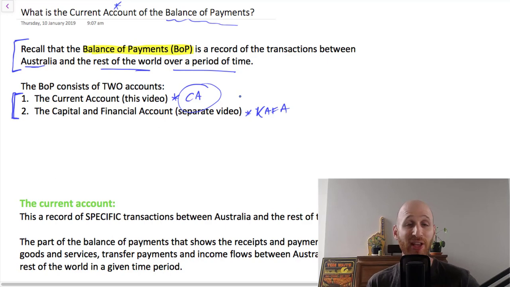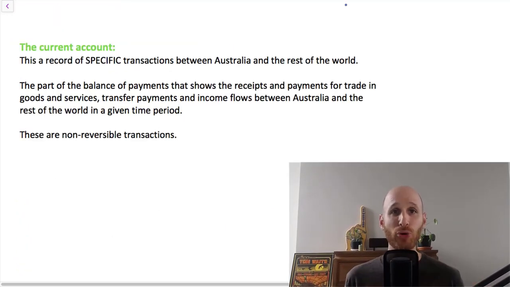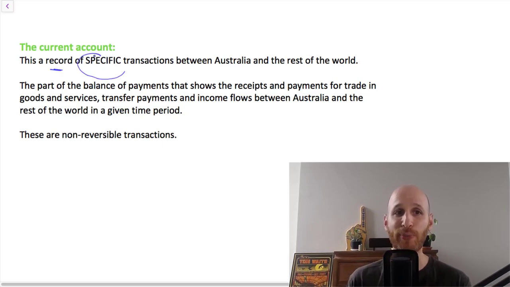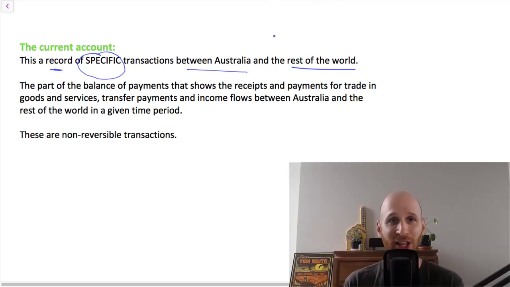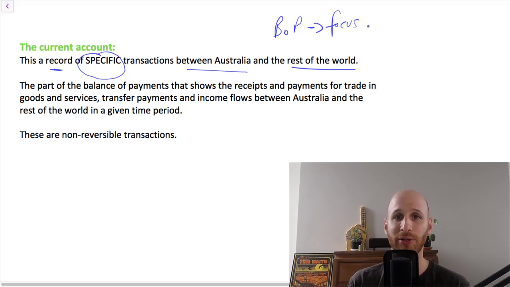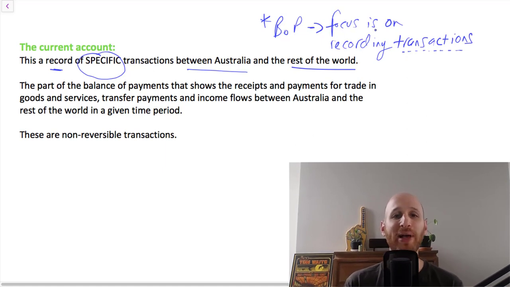So let's get into the details of the current account. It's very important that we are clear on what the current account is. When we are explaining it, we need to be able to provide a very clear, accurate, and complete definition. So the current account is a record of very specific transactions between Australia and the rest of the world. Because remember that the focus of the balance of payments is on recording transactions. That's the point: trade, financial flows. The current account records specific transactions.